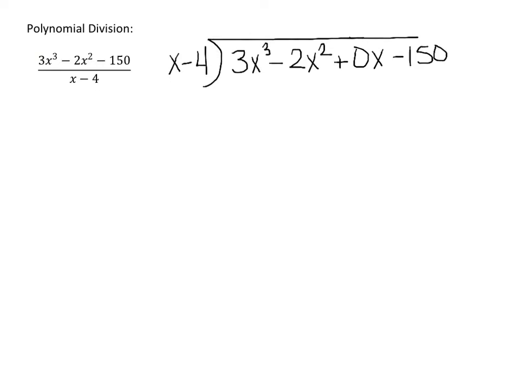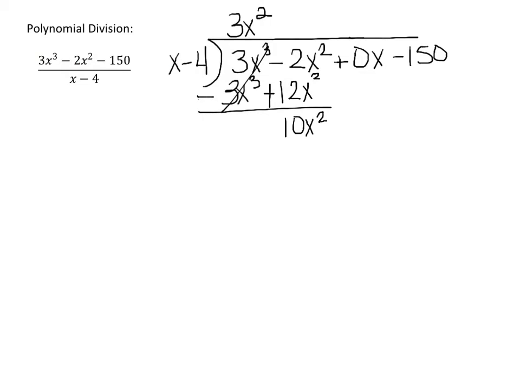So then I say x times what number will equal 3x cubed. And just like in long division, 3x squared times x is 3x cubed. 3x squared times negative 4 is negative 12x squared. And now I subtract, which means this becomes negative, this becomes positive. These cancel, and I'm left with 10x squared. Bring down the 0x.